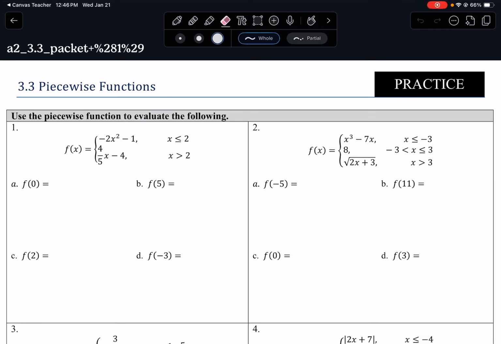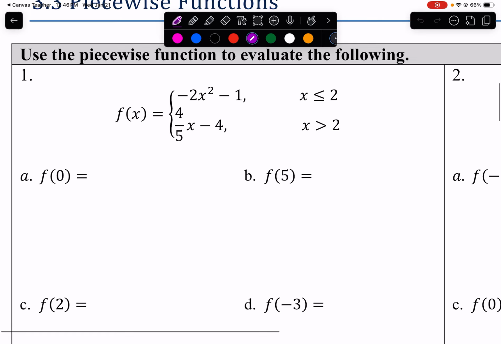All right, so today I'm going to go over how we handle piecewise functions. So piecewise functions are functions that are different depending on the domain of the function, meaning the input or the x value. So if we look here at 1a, they want us to find f of 0, right? So that means that our x value is equal to 0.